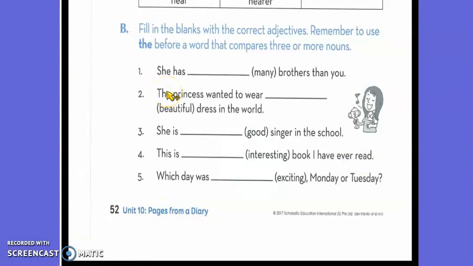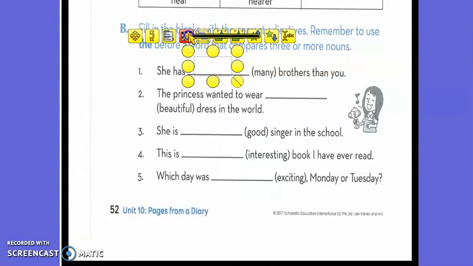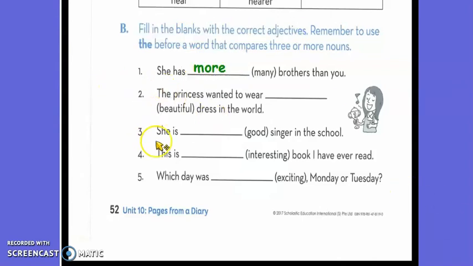She has many brothers than you. Here we have than, so this is the comparative form, not the superlative form. This is the comparative form, so we will use more, okay? Number 2, 3, 4 and 5, we will use the superlative form. And these are homework.